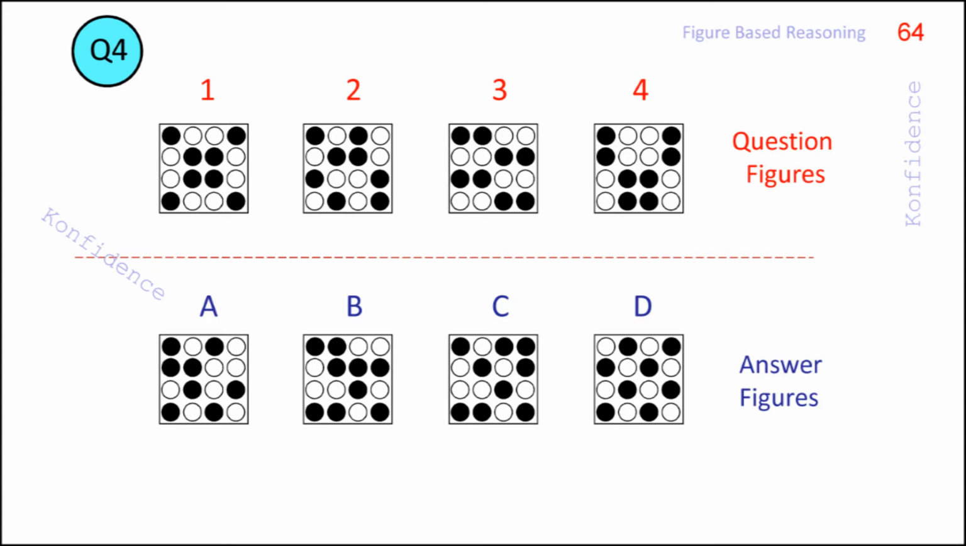Look carefully. In figure D, every row and every column has 2 black dots. Therefore, figure D is the answer to this question.